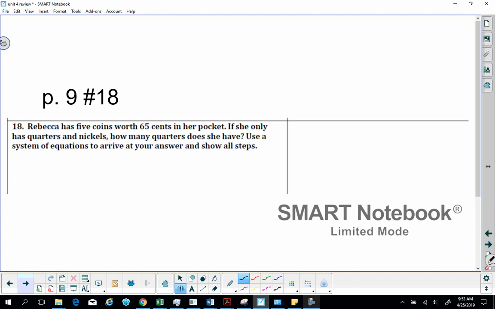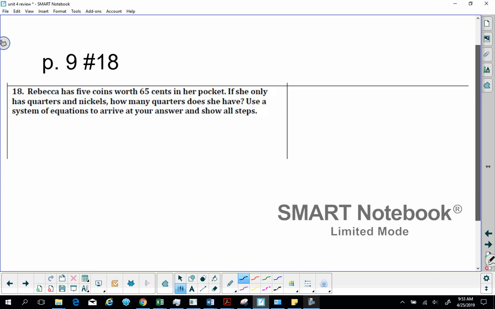The next one is page 9, number 18. Another word problem. So what should I do when I see a word problem? Underline or highlight. Love it. Okay, so she has 5 coins. Even though it's a word number, I'm still going to highlight it. 5 coins worth 65 cents. Okay. She has quarters and nickels.